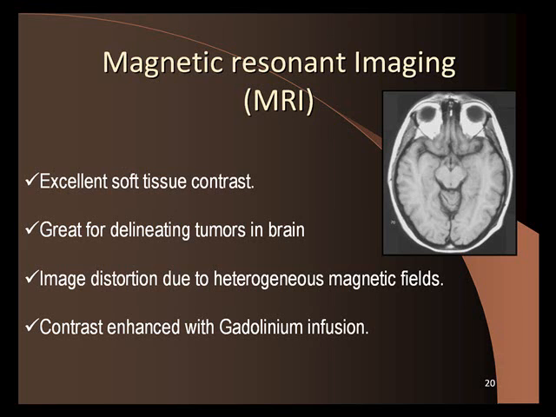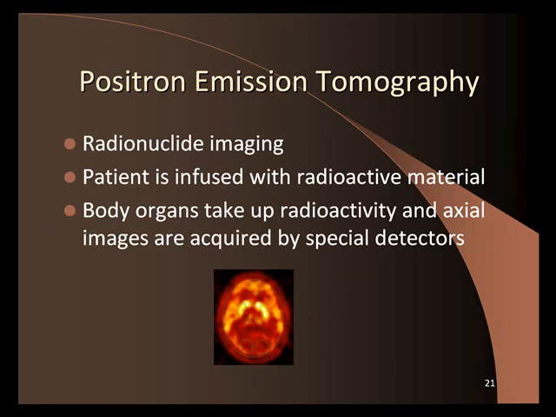Image distortion. The disadvantage of MRI is that you can have image distortion, and image distortion is due to heterogeneous magnetic fields. MRIs are acquired from magnetic fields. There's no radiation involved in MRIs. So if there's any distortion in the magnetic field, you'll see the distortion in your image. And you can enhance the contrast in your image by infusing the patient with gadolinium. It's just an infusion contrast agent.